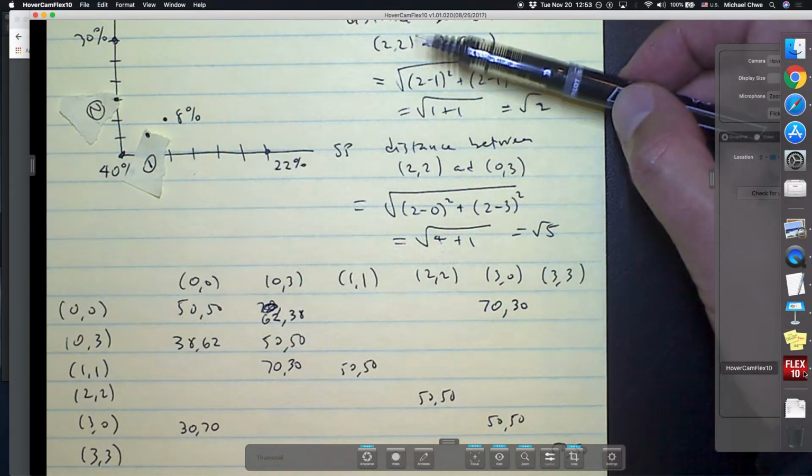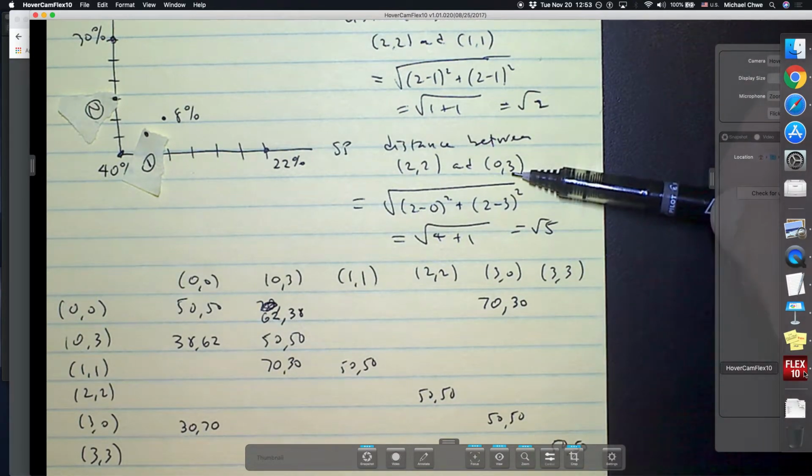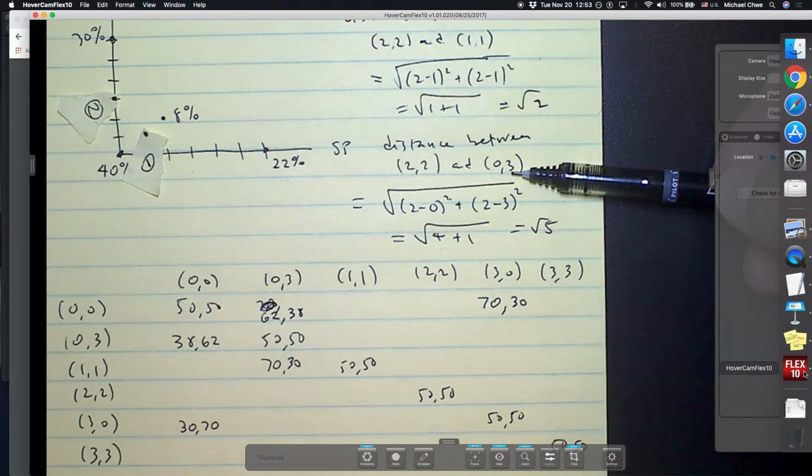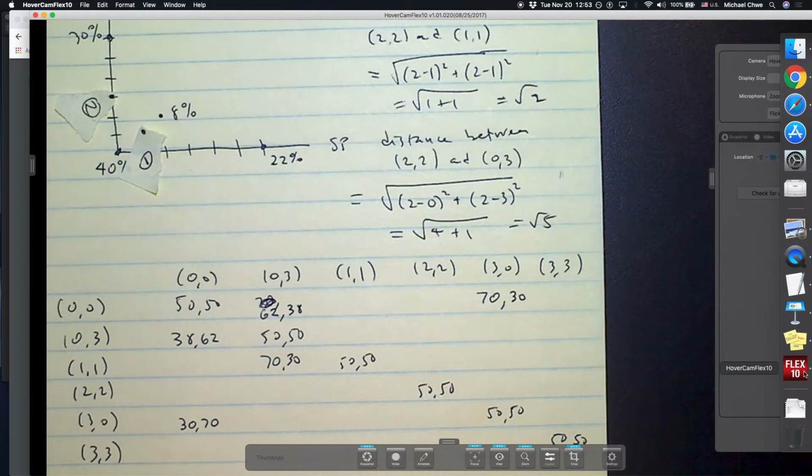So that means that if you're at 2, 2, you'd rather go for the person at 1, 1 rather than the person at 0, 3. That's all it is. Does that make sense? So you can either do it visually or by doing this. You could literally take out your ruler too. Do you want to do the rest of them, or are we okay? Do you want me to do that?